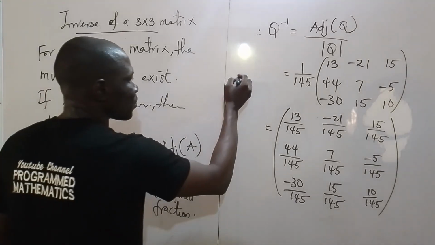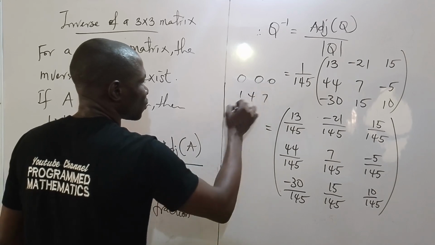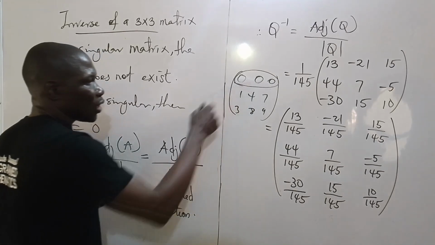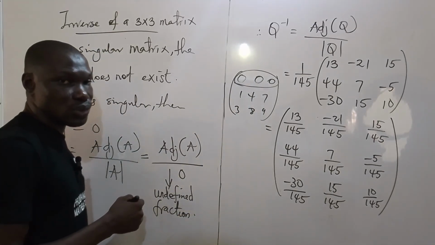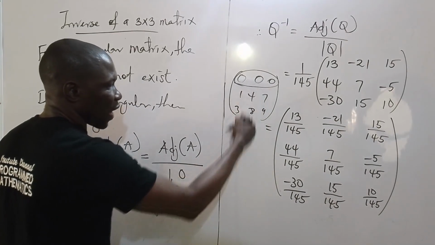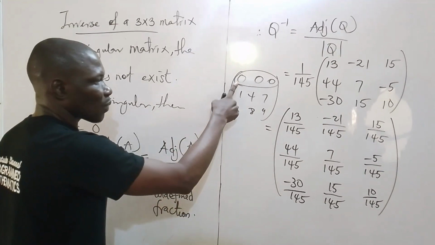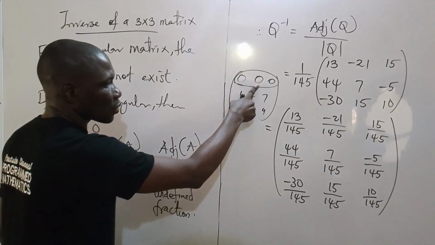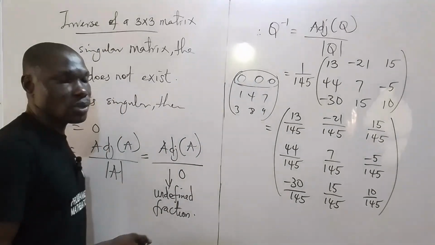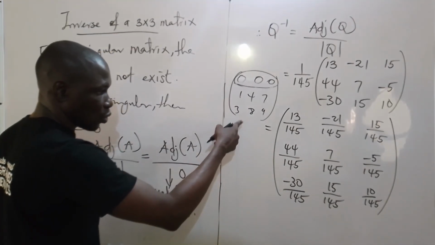If I have a matrix, for instance, with rows 0, 0, 0, then 1, 4, 7, then 3, 8, 9. This is a matrix here. You can see this row has all the elements being zeros. So if I take row 1 to find the determinant, this automatically is going to be equal to 0. 0 multiplied by its own minor, plus 0 multiplied by the minor, plus 0 multiplied by the minor, all that will be equal to 0. So if you have a given matrix like this, the determinant will be equal to 0.